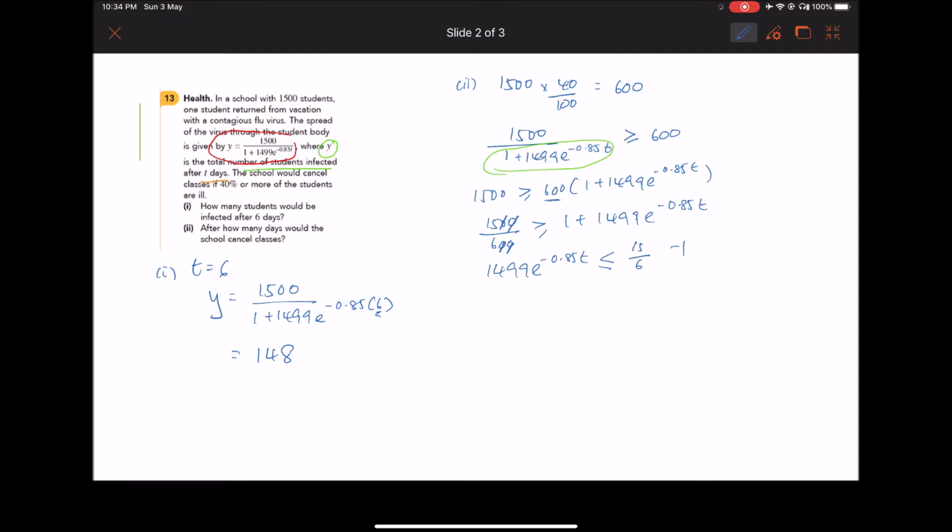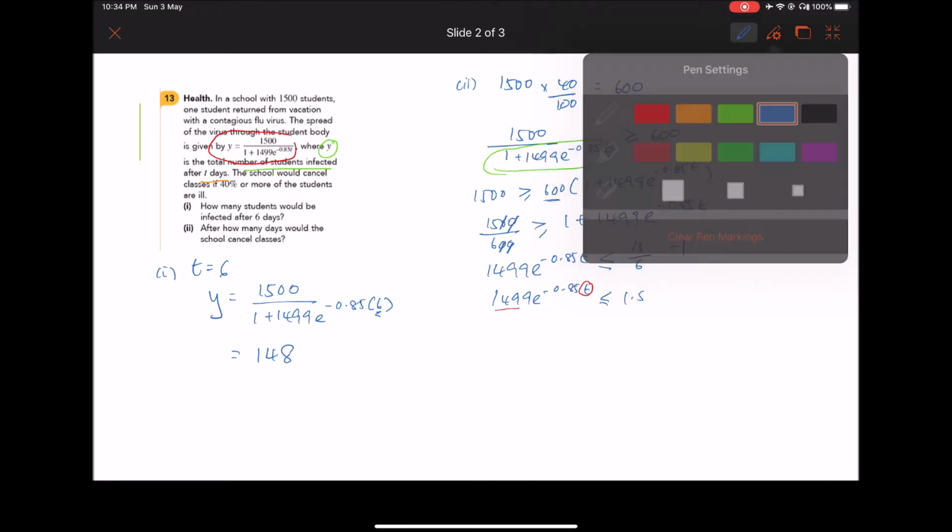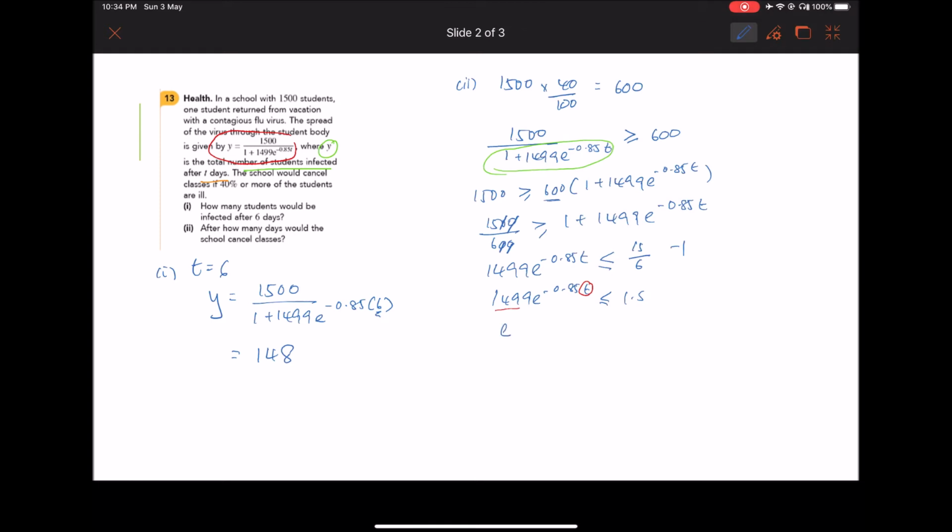Now, once that is done, when you subtract it out, you should be able to get 1499 e to the power negative 0.85 t less than or equal to 1.5. Then we actually want to solve for t here. This is the t. So we do not want to have any numbers in front. What we're going to do is divide both sides by 1499. So e to the power negative 0.85 t is less than or equal to 1.5 divided by 1499.